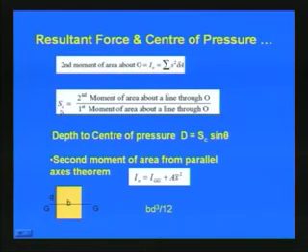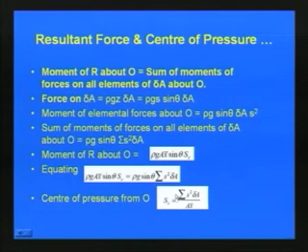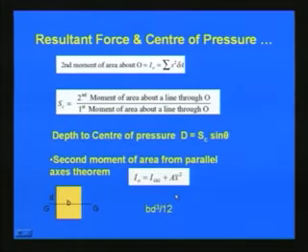So finally this sc can be written as a ratio of the second moment of area about a line through O to the first moment of area about a line through O. So sc is equal to the second moment of area about a line through O divided by the first moment of area about a line through O. That is the center of pressure sc. And then the depth of the center of pressure d is equal to sc sin theta, since we are considering an inclined plane as in the previous slide.